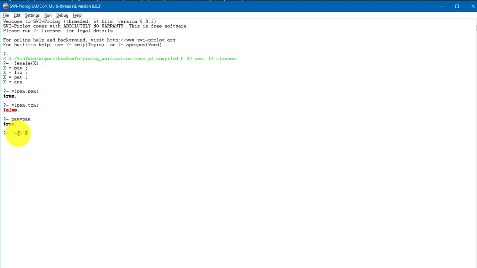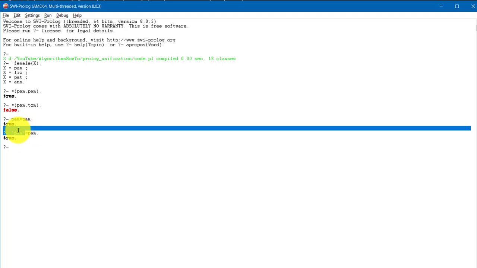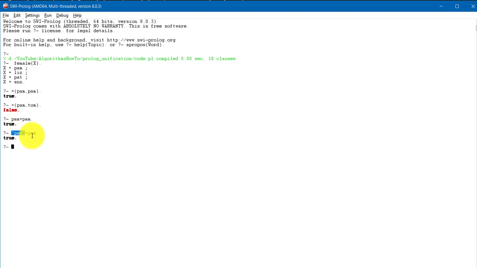Now let's see how Prolog reacts if I give a query like this: within single quotes, 'Pam' = Pam. If I give this, Prolog says true, because, if you remember from my previous video, we can define atoms within single quotes as well. The value inside the single quotes becomes the value of that atom. Both ways define an atom, and the values of these atoms are the same, so Prolog says true.